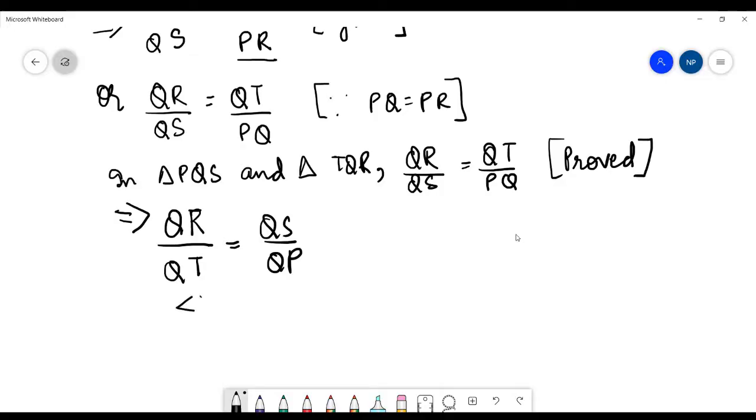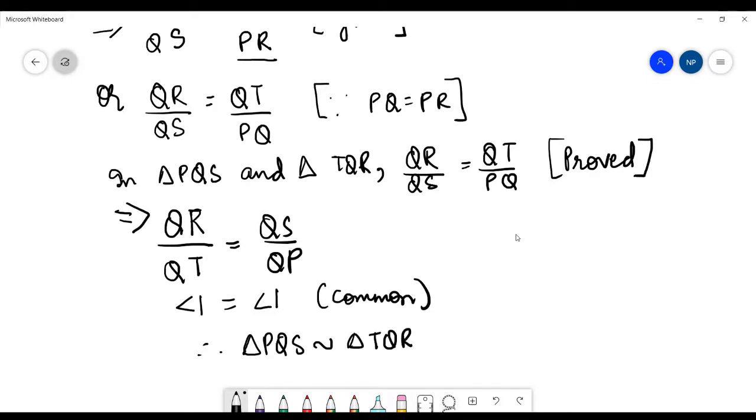Now we have angle 1 is equal to angle 1. This is common in both the triangles, you can see. We are talking about triangle PQS and triangle TQR. Both the angles are common. Therefore, these two triangles are similar. Therefore, triangle PQS is similar to triangle TQR by which criteria? By SAS criteria, that means side angle side, we proved that these two triangles are similar.